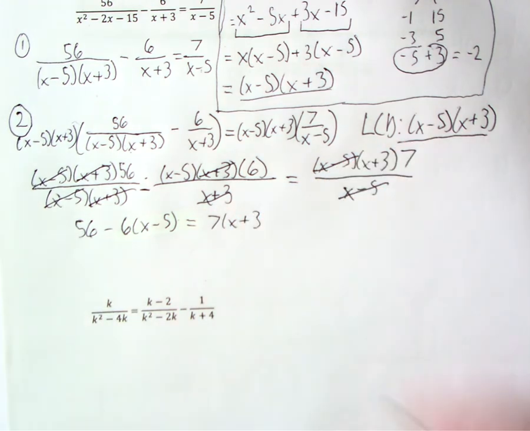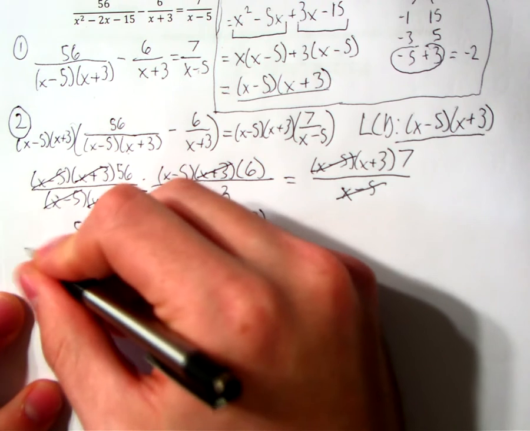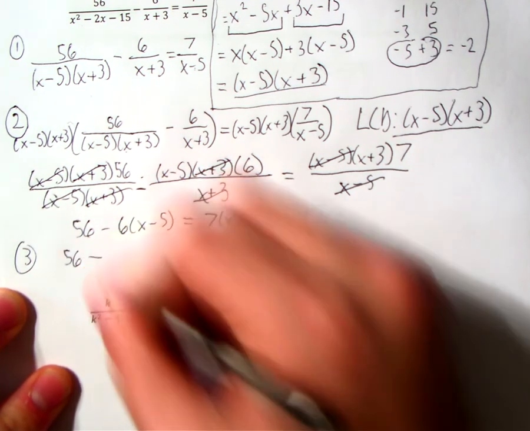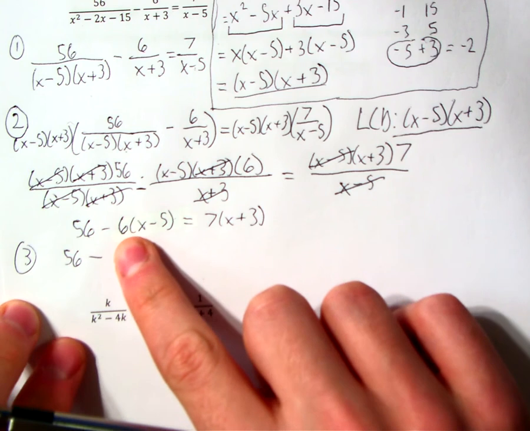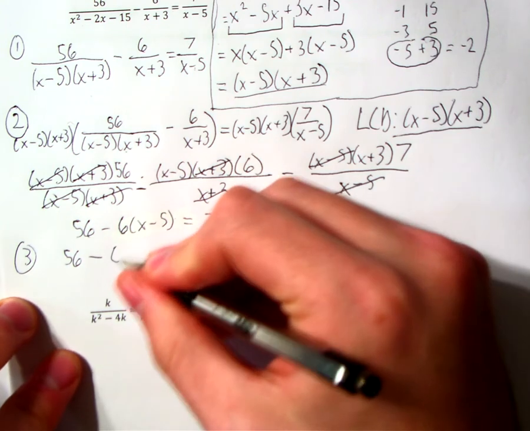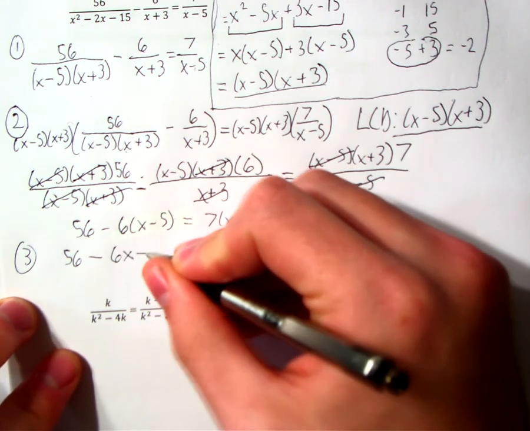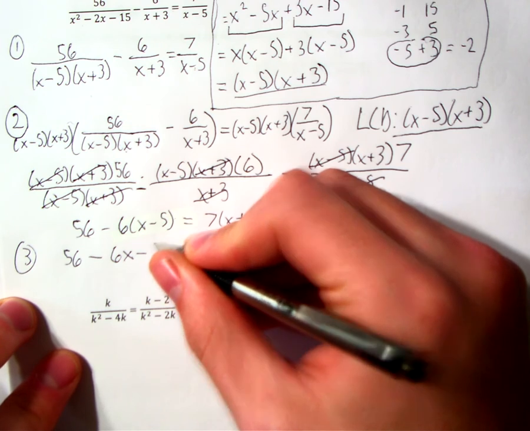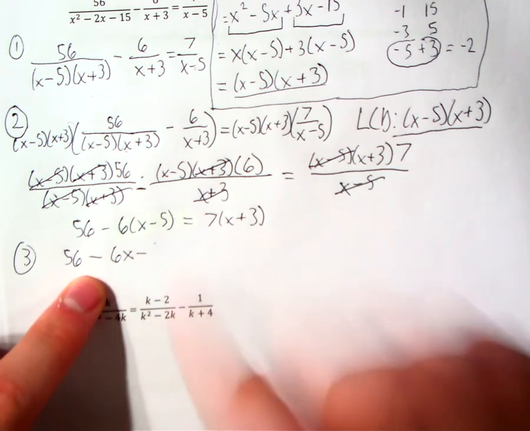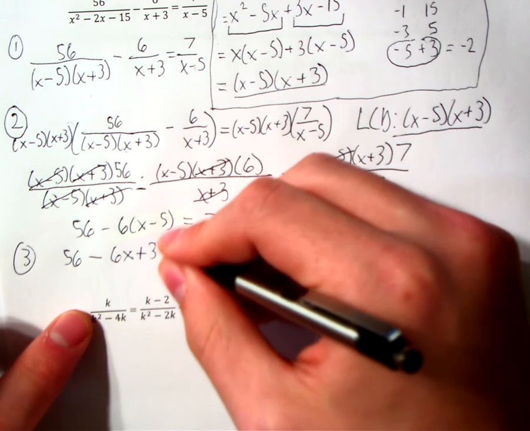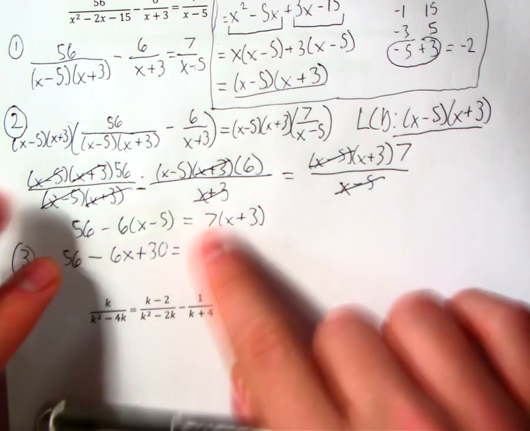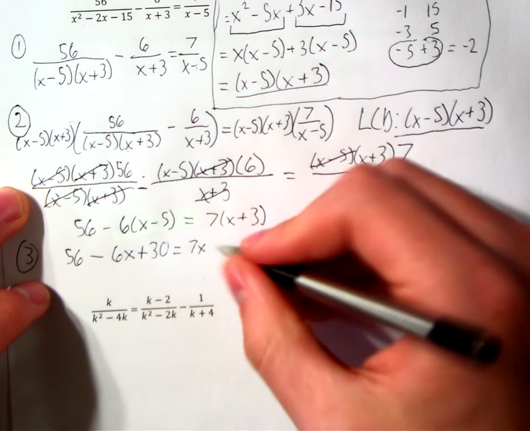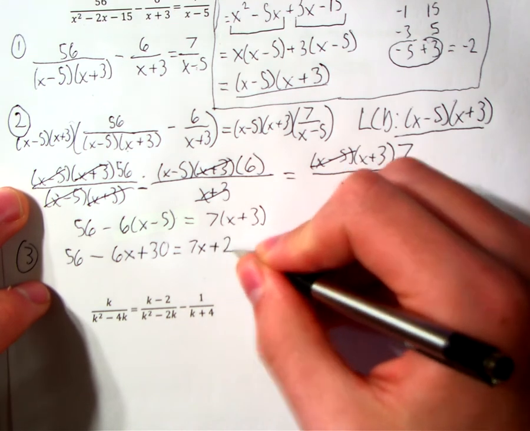Okay. Now, I can multiply. That's step 3. Multiply everything together. Nothing multiplies by 56. It's just standing alone there. But this 6 is going to multiply into the x minus 5, giving me 6x minus 6 times 5 is 30. But, of course, it's a negative 6. So negative 6 times negative 5 is a positive 30. And that equals 7 times x is 7x, 3 times 7 is 21.